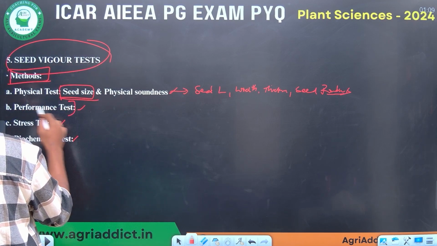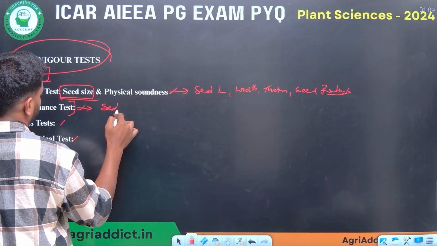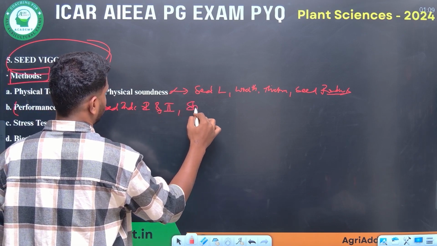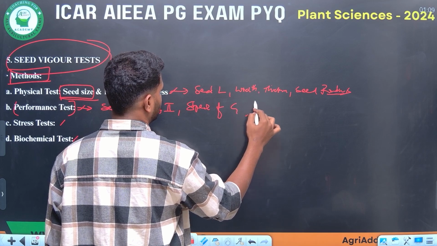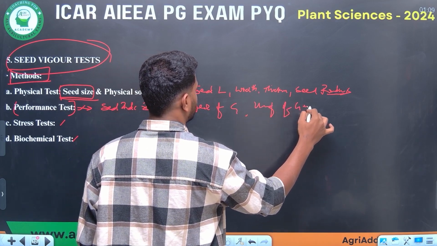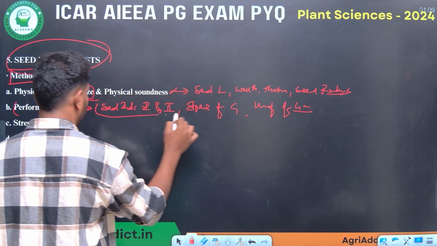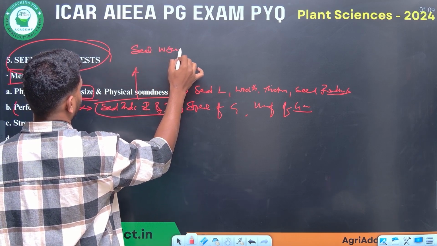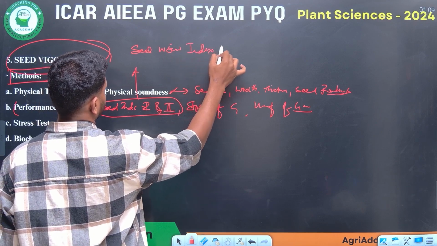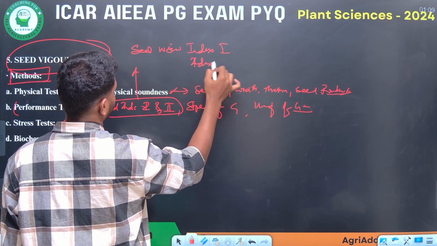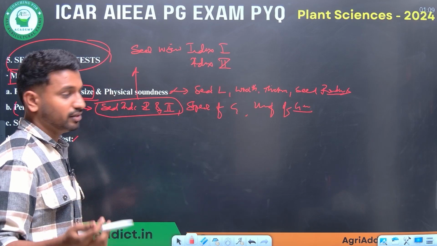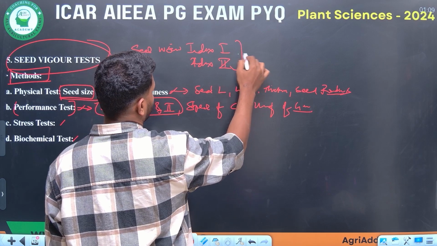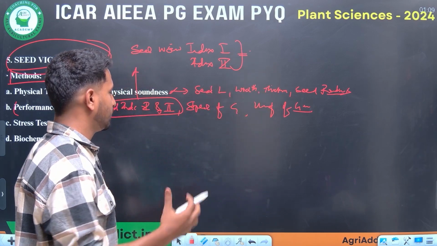And coming to the performance test, it is based on seed vigor index 1 and 2, and speed of germination and uniformity of germination. So all this will be the performance test, and if you are not aware of seed vigor index 1 and 2, please make sure to read it once. There are 2 different indices for measuring the seed vigor, named seed vigor index 1 and seed vigor index 2, and these 2 are important. I'll tell you what exactly these are.